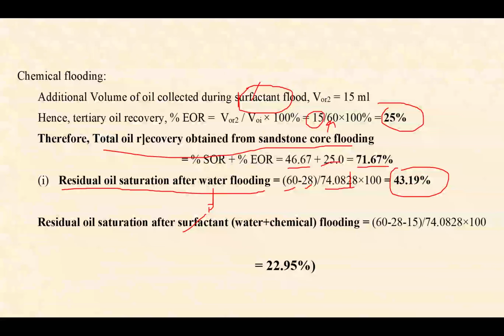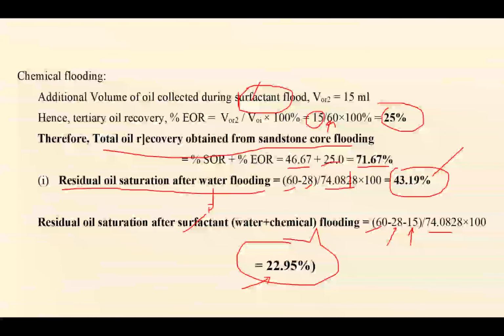So this is after tertiary recovery. Originally it was 60, then this is produced by water flooding, this is produced by polymer flooding, and this is the pore volume. So it is 22.93. So you can see that this residual oil saturation after water flooding was around 43 percent, and after this tertiary recovery, it is reduced to around 23%.